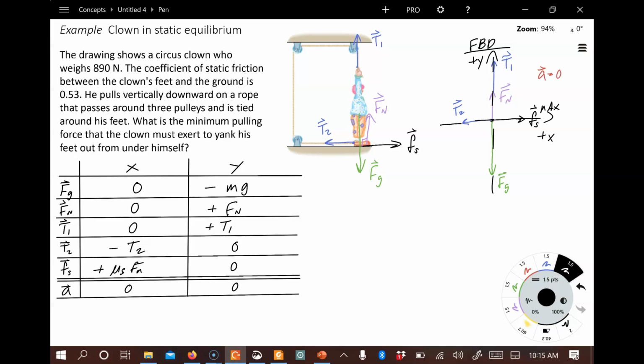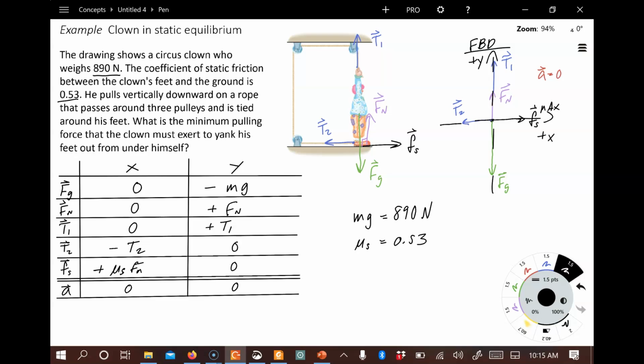Now notice that we do know the weight of the clown. So in fact, the mg for the clown, remember weight is m times g, is given as 890 newtons. So we know that number. And we also know that the coefficient of static friction, mu s, is 0.53. So there are some numbers that we do have here already.